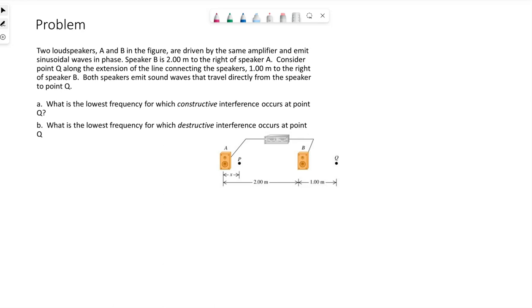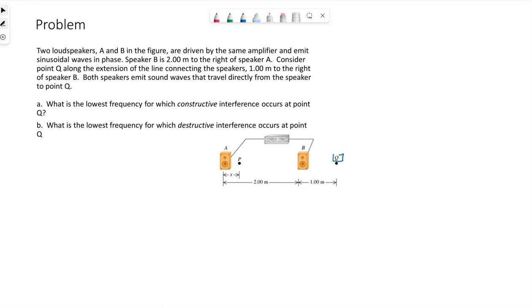Both speakers emit sound waves that travel directly from the speaker to point Q. What is the lowest frequency for which constructive interference occurs at point Q? And then question B, what is the lowest frequency for which destructive interference occurs at point Q?